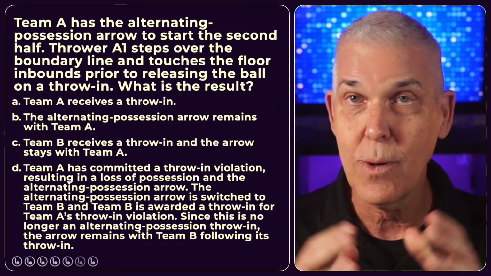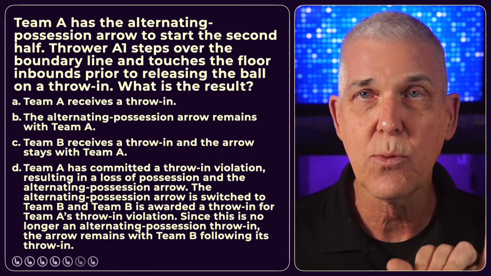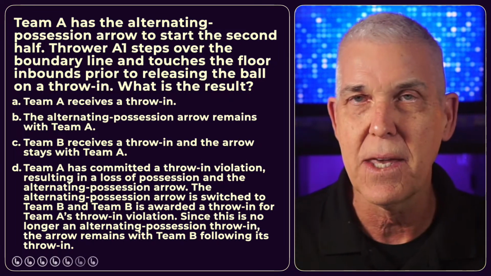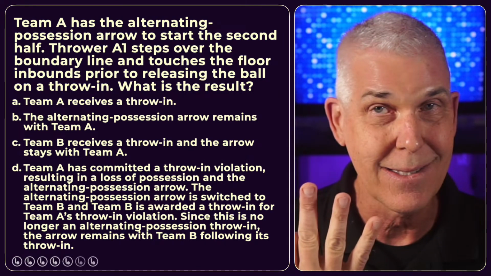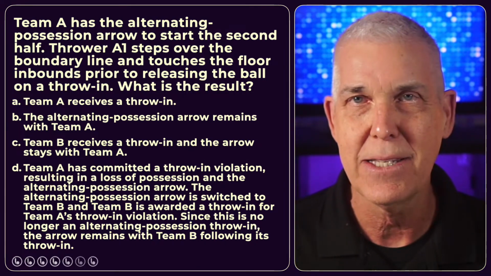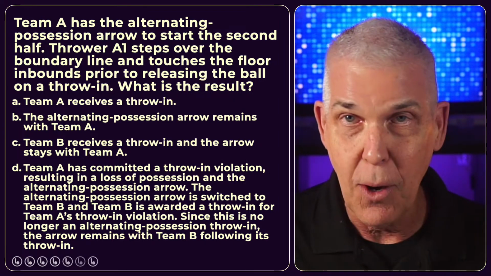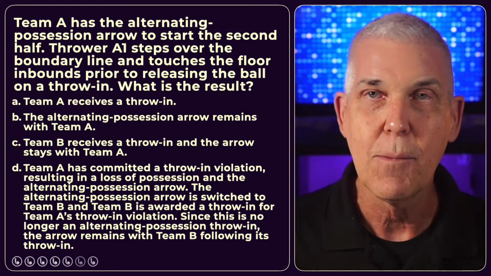Okay? This is what goes on. We have to understand alternating possession arrow. Arrow is switched when the throw-in ends. Simple, straightforward. I can always take that with me onto the basketball court. When does a throw-in end? It ends in one of three ways. I can take that with me onto the basketball court. And we get this right. So in the end, we have the opponent gets the ball for a throw-in. The arrow is switched, and we play the game.